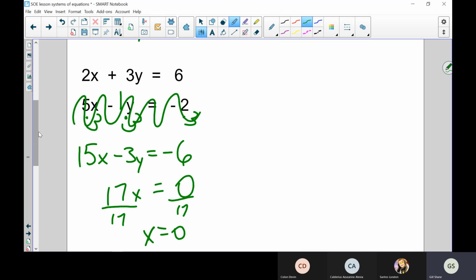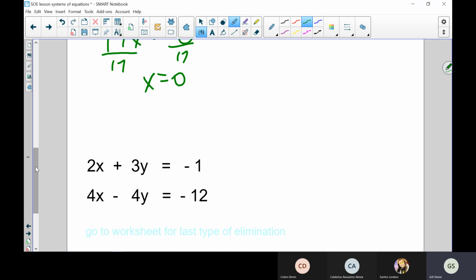Now I need to plug that back in and solve for y. So if I plug x back in, basically 0 times 2 just goes away. So y would equal 2. I did a longer version of that yesterday. If you need to go back and watch that from 6th period, you can do that later. I want to make sure we get through the equations, though, which we did not get through in 6th period yesterday.